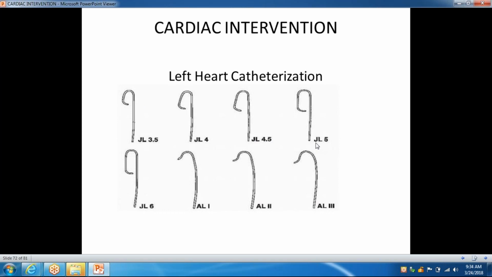And then you have your JR. So JL stands for left. So it's your left Judkins catheter. You use it to cannulate your left main, and then your JR, right Judkins catheter, you use that to cannulate the right coronary artery. And then you have your ALs as well.